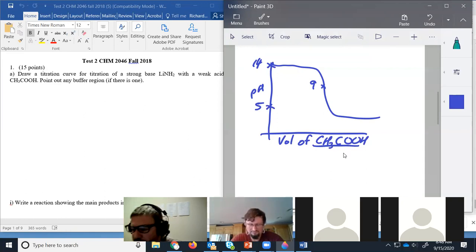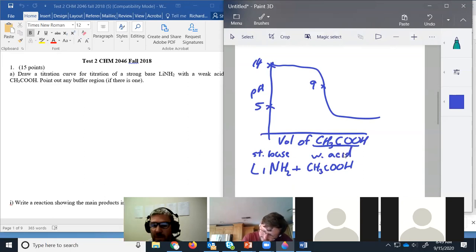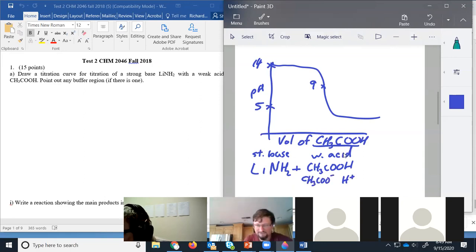All right, let's look at the reaction here. So we've got LiNH2 plus CH3COOH. Now, I've already told you that this is a strong base and that this is a weak acid. And the fact that it's an acid gives you a huge clue because you know it's going to form H+, and the rest of it, which will be CH3COO-.